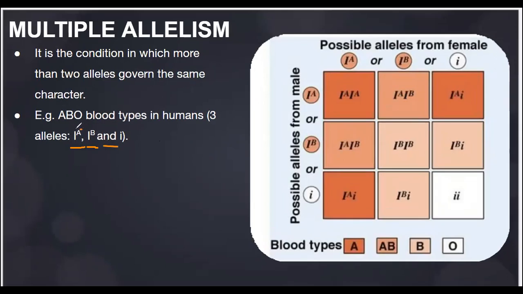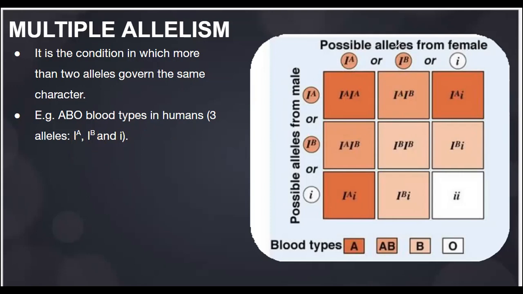So if the allele is IA, the person will have A blood group. If it is IB, B blood group. If no A or B, it's just small i, then it will be O blood group. And by the notation of these letters, capital, you can make out that these are the dominant ones, and small i is for the recessive. It means no antigen, that is A or B, represented on the plasma membrane of the RBCs.